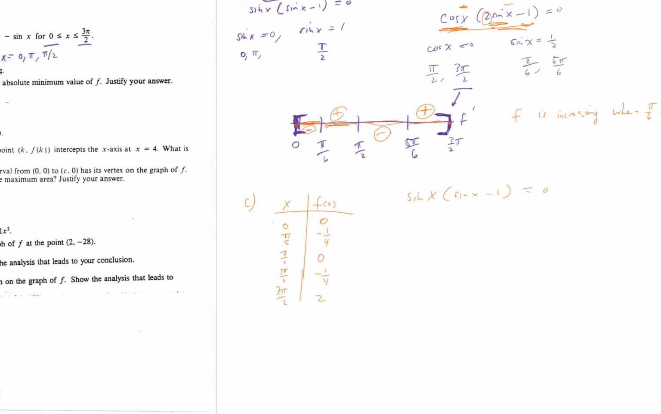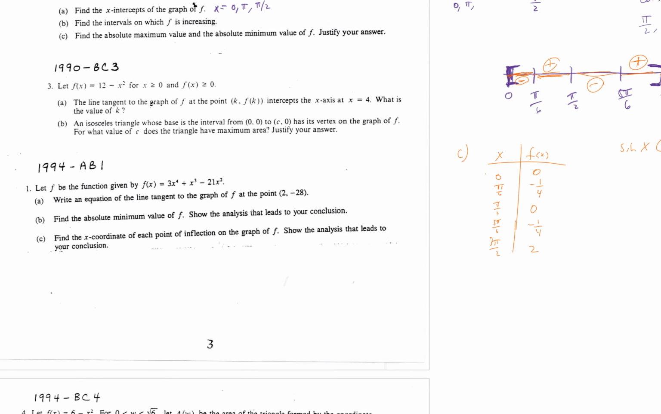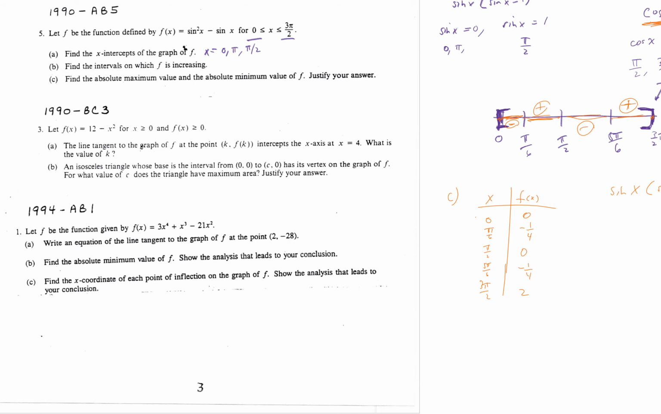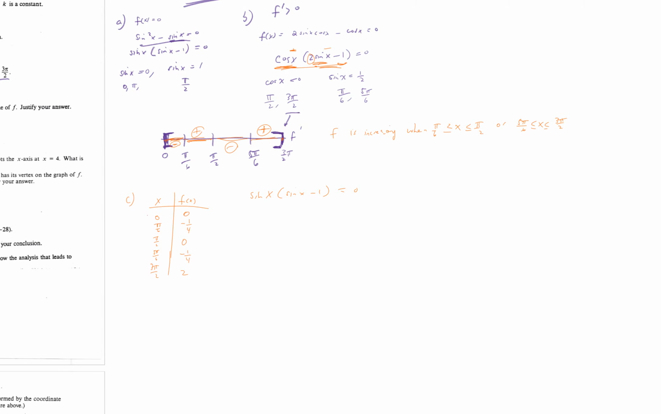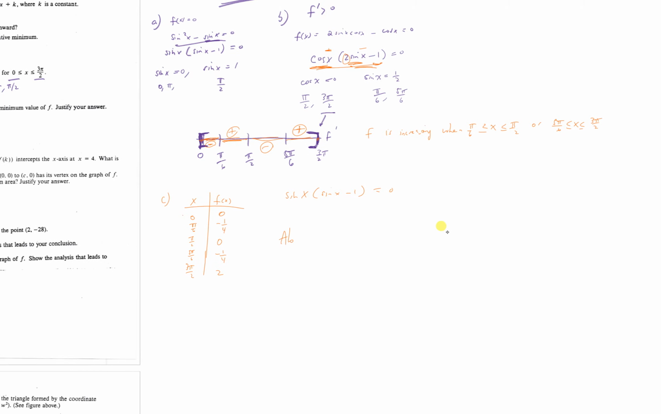I'm just trying to really rack my brain. Although, what's the question asking for? Find the absolute max value and the absolute min value. Justify your answer. So, I guess this is my justification. So we can say the absolute max is 2 when x equals 3 pi over 2. Absolute min value is negative 1/4 when x equals pi over 6 or 5 pi over 6. I think that should do it.